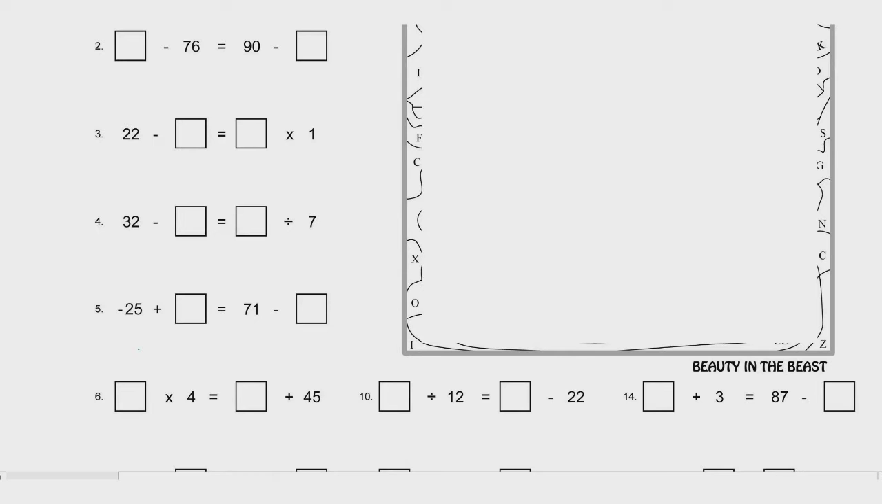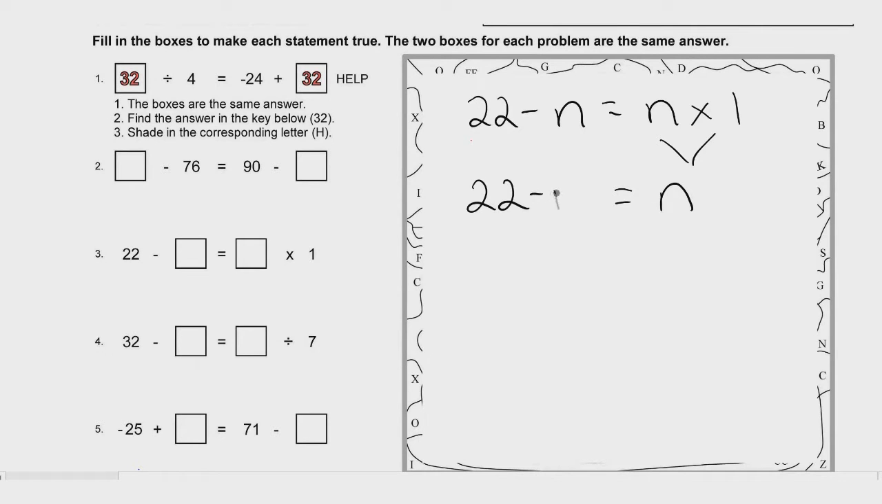All right? We're looking at problem number 3. Problem 3, we are going to switch all the empty boxes to n's like we talked about before. So I'm just going to write it right here. Well, before we even start, we know n times 1 is n, because anything times 1 is itself. And n is n, so n is itself, n. And over here we have 22 minus n.